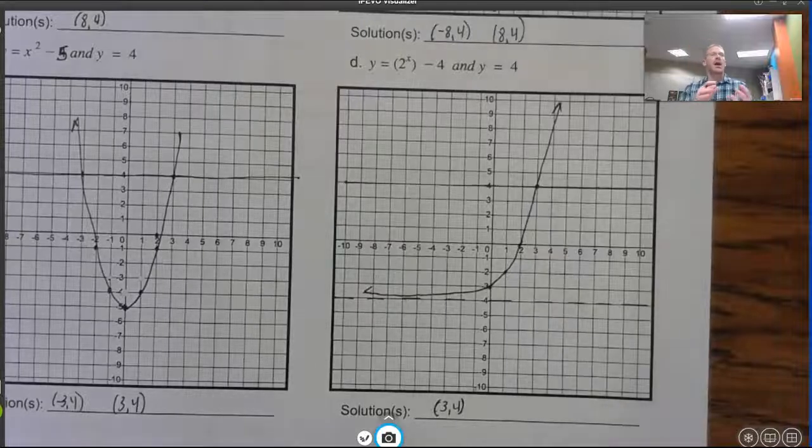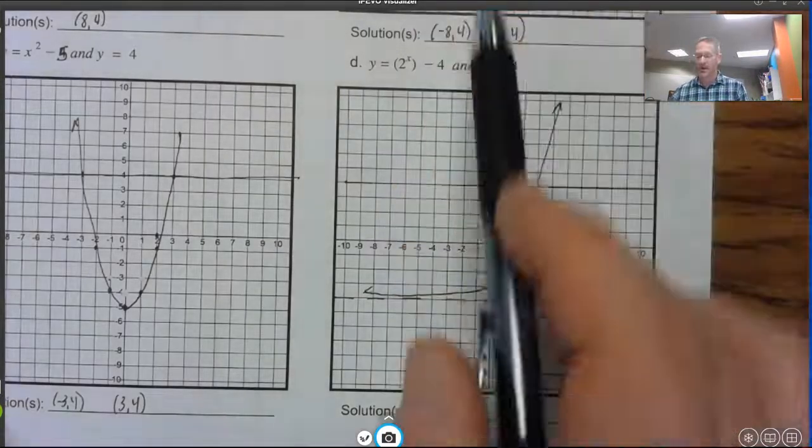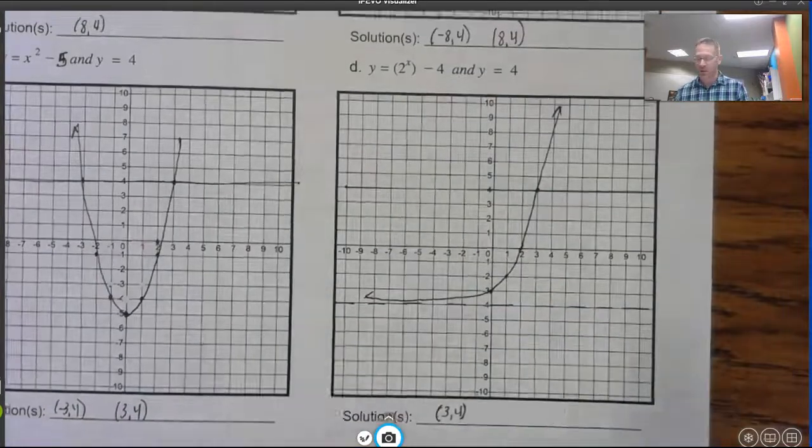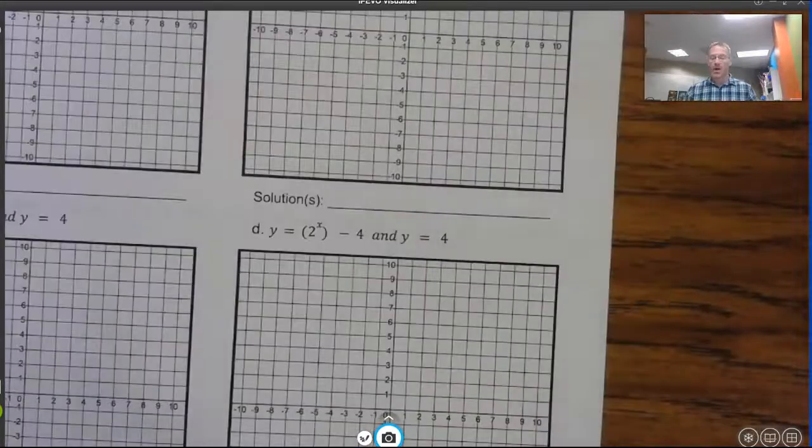So the only difference between yesterday and today is that we are at a different y value here: y equals 4 versus y equals 0. So how does that affect our solving?